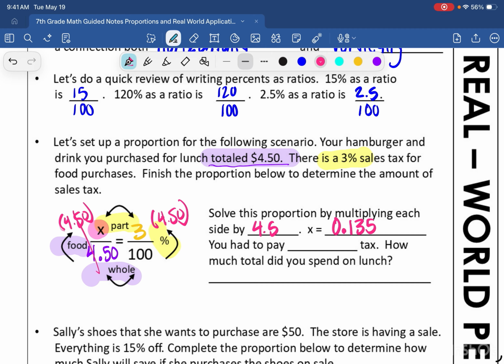0.135. All right. So I had to pay about, and I'm going to round that because when I pay with money, it's cents. So the nearest hundredth. So that's about 14 cents tax. How much total did you spend on lunch? Well, it cost $4.50 without the tax, plus the tax, and that's going to give me $4.64.